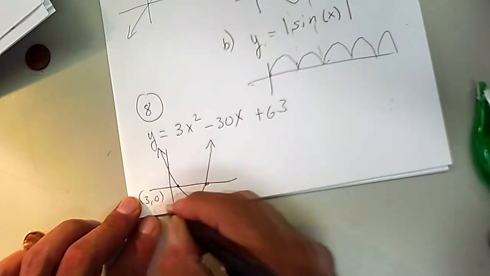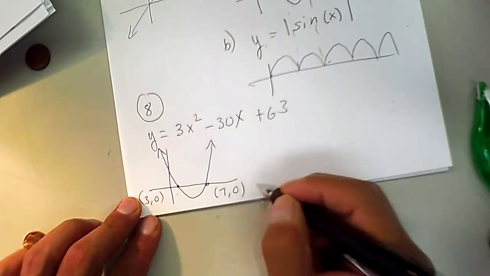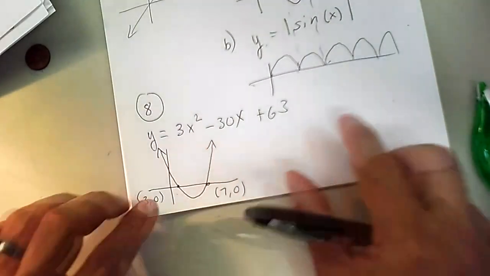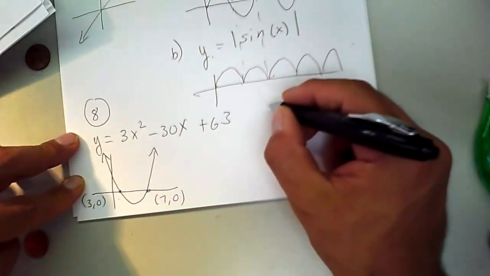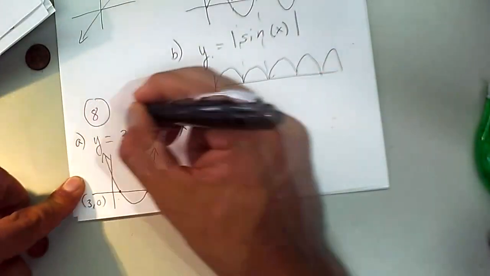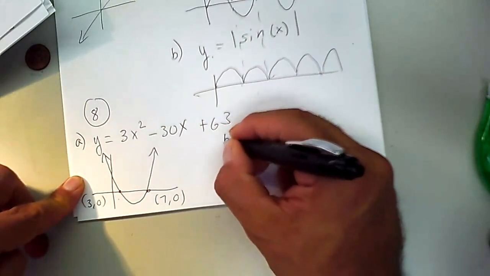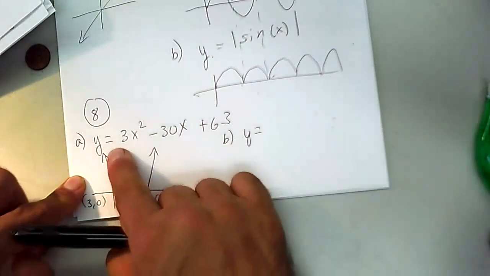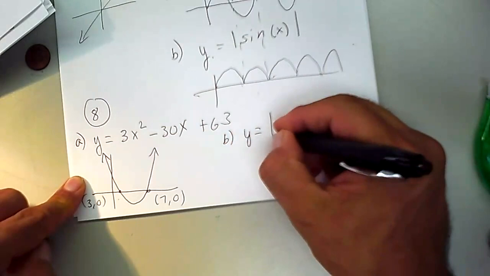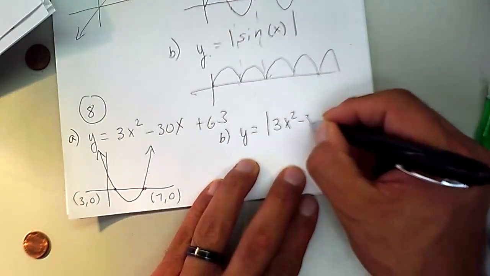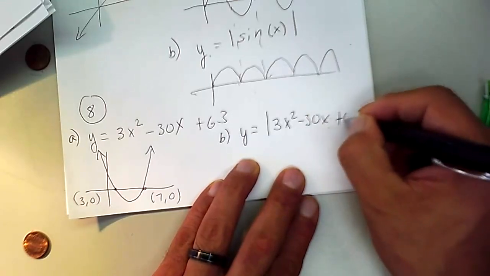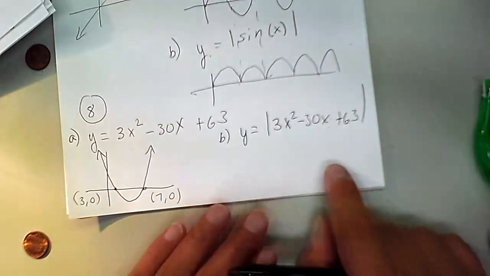3, 0, 7, 0. Okay, there. This is just, we did this in example 1. Now, let's label this as A. As a second example, if you had the same thing, but put a big absolute value around it, 3x squared minus 30x plus 63, close the absolute value.